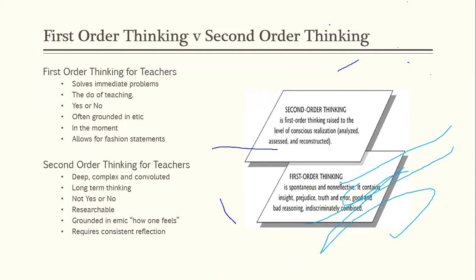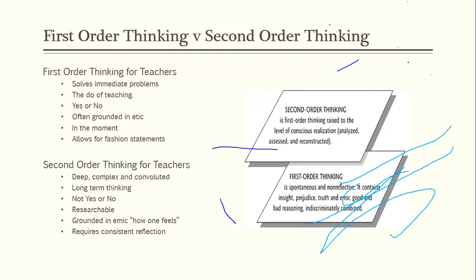Second order is about deep, complex, and convoluted thinking. It looks to solve or fix things long-term. It's long-term thinking. It's thinking ahead. It's, as some people say, playing chess and not checkers. And in second order thinking, there's no yes or no answer. So you can't answer it with a yes or no. You can't answer it with a simple fix. There are many, many different things you have to do. The nuances, right? The nuances.